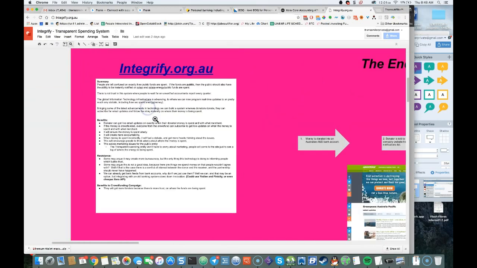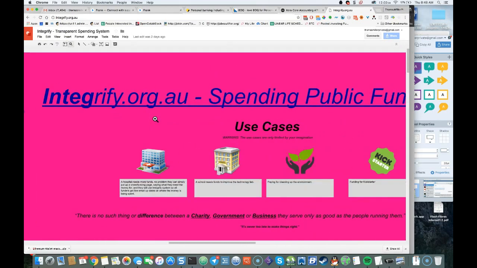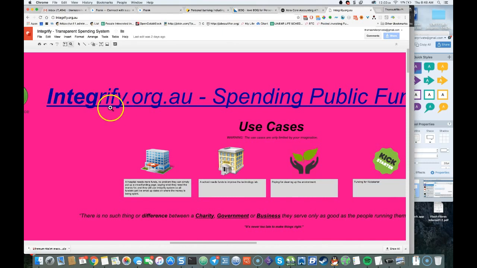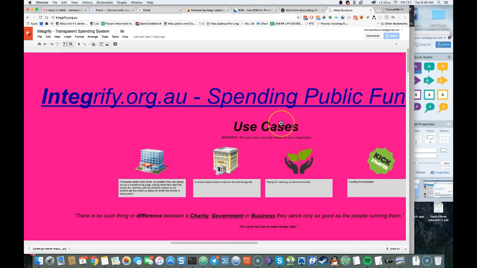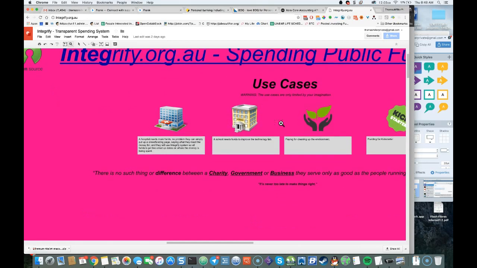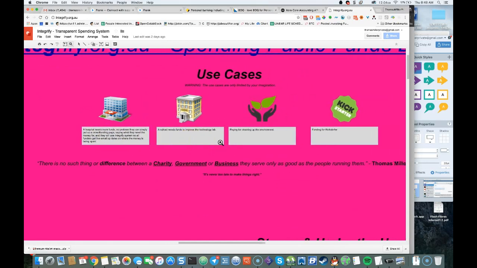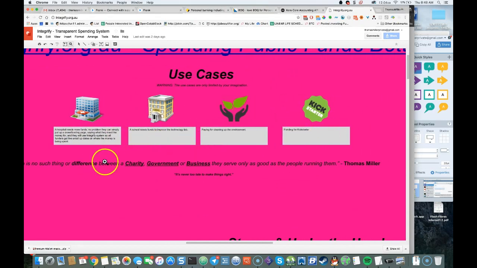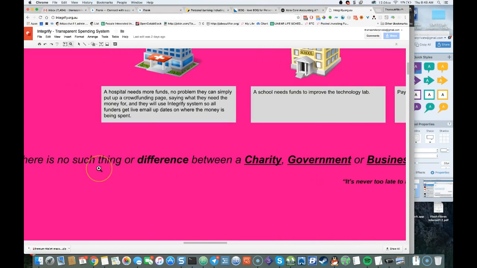I've been on this mission for a while, and you can see my screen right now. I was calling it integrify.org.au, and this was actually under the charity One Person One Planet as well, basically spending public funds better. Yes, and Kickstarter here as well. That's good. Yeah, fundraising.